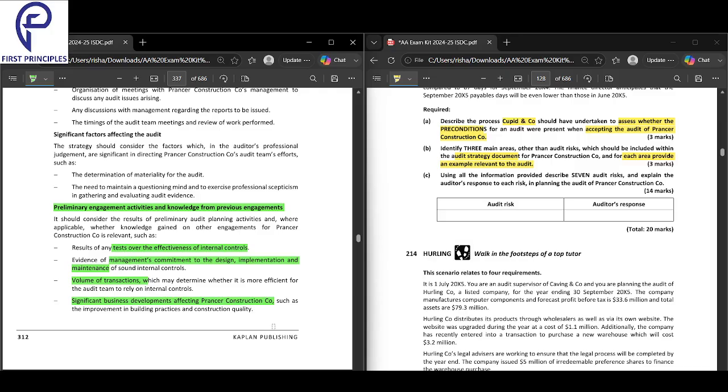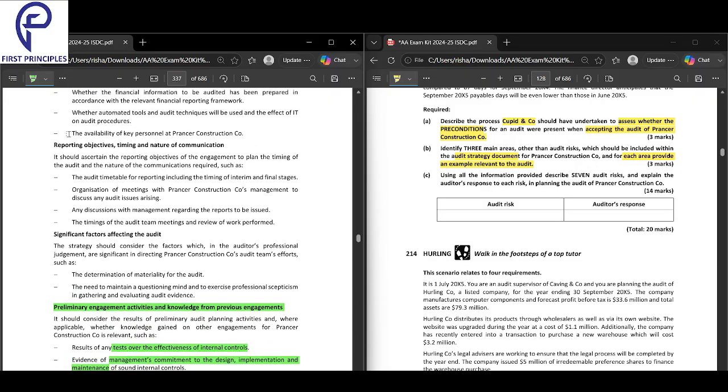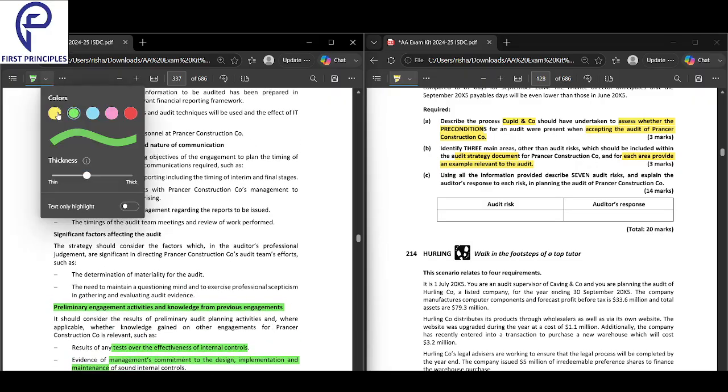Next, volume of transactions, which may determine whether it is more efficient for the audit team to rely on internal controls. Okay, anything around that. So that is something that is very important. Next, factors affecting the audit. In the audit strategy document, you can write any factors affecting the audit.